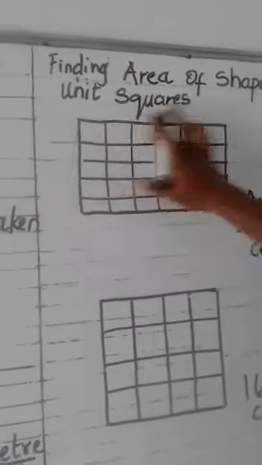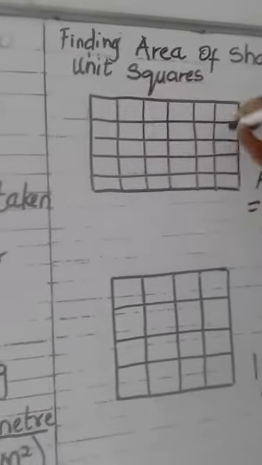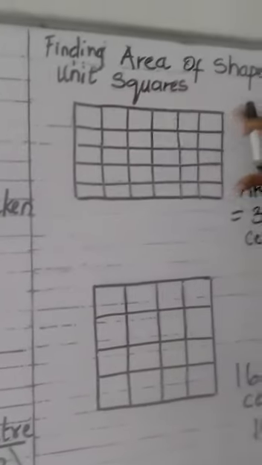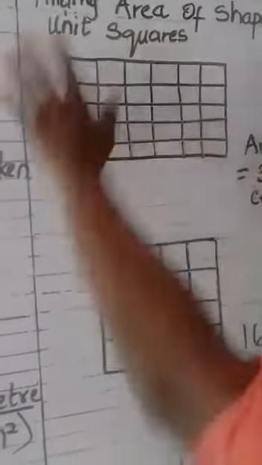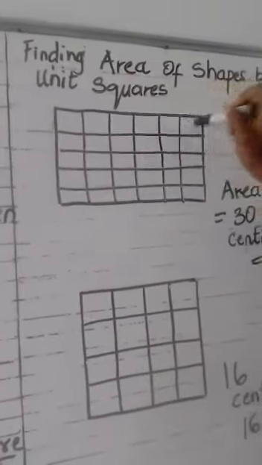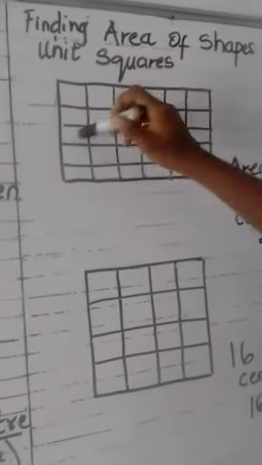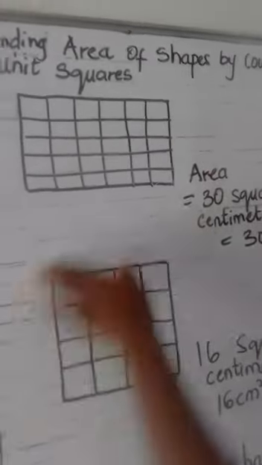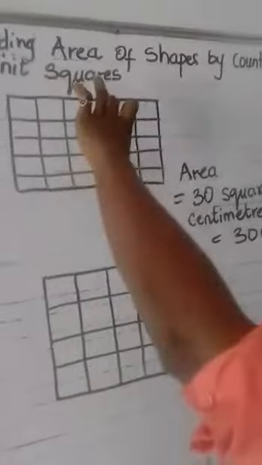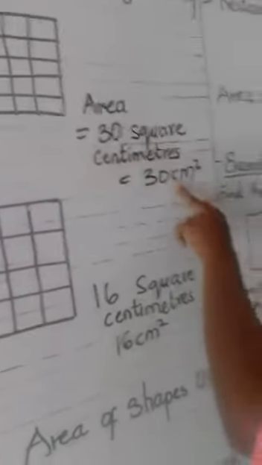Now let's take a look at finding area of shapes by counting unit squares. For us to get the area of this shape, we're going to count these unit squares. This is a rectangle, and one property of a rectangle is that it has 4 sides, but 2 opposite sides are equal. Now let's count. 1, 2, 3, up to 30. So we have 30 units. Hence the area of the shape is 30 square centimeters. Can you see that?